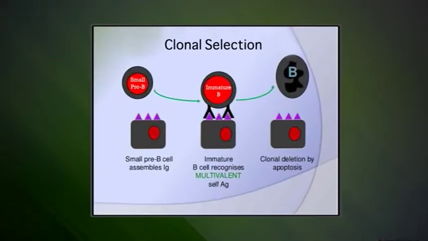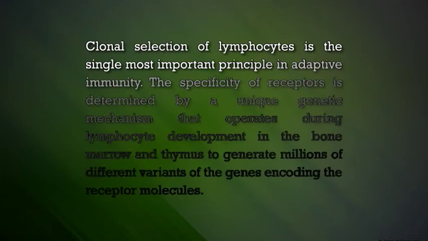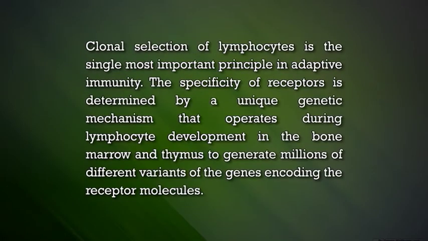Clonal selection of lymphocytes with diverse receptors elegantly explained adaptive immunity. Burnet proposed that developing lymphocytes that are potentially self-reactive are removed before they can mature, a process known as clonal deletion. Clonal selection of lymphocytes is the single most important principle in adaptive immunity.